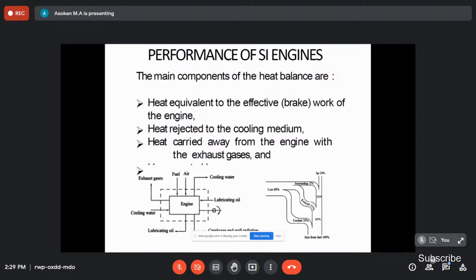So the exhaust gas, right? The exhaust gas carries around 33% of heat. What is the remaining? Only 32% of energy goes to the brake power, and also the surrounding losses. Brake power is at 20%. Right? So the efficiency is only 20%.